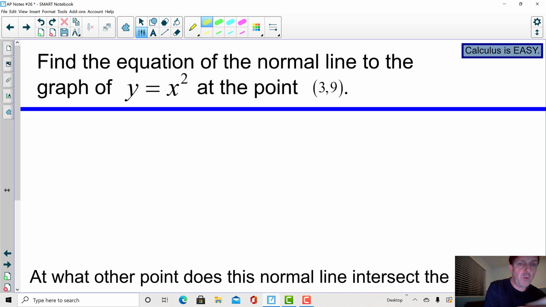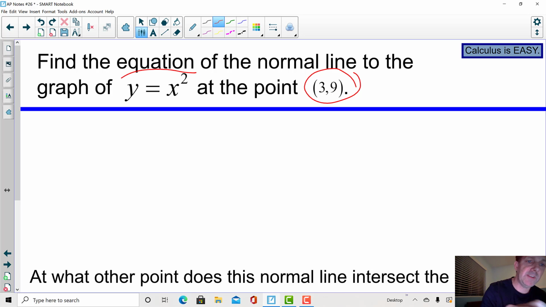we want to find the equation of the normal line. So again, it's the equation of a line to the graph of y equals x squared at this point. So that means when x is 3. Now, if we need the equation of a line, we have to have the point. We already have the point. And so we just need the slope.